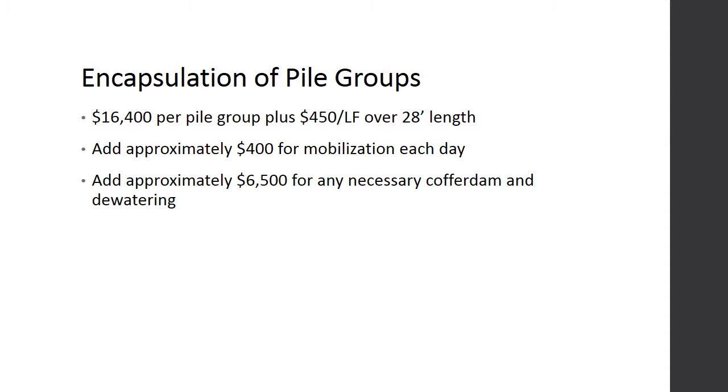For encapsulation of pile groups, the cost is estimated to be $16,400 per pile group plus $450 per linear foot over 28 feet in length. The mobilization costs are estimated to be $400 per day, and approximately $6,500 should be added for any necessary cofferdam and dewatering.